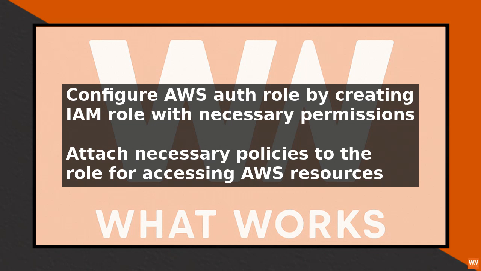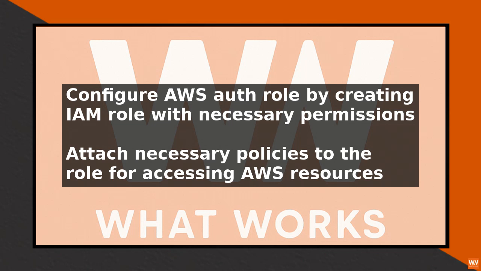To authenticate with AWS using Vault, you need to generate an AWS authentication token. This can be done by running the command vault write auth/aws/login, and then specifying the AWS credentials and role. The authentication token can then be used to access AWS resources.